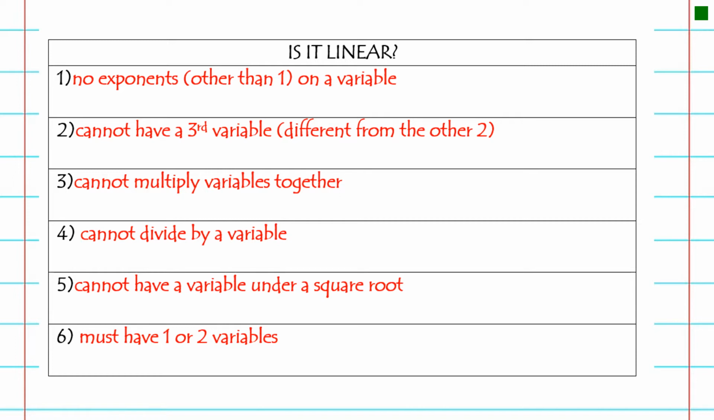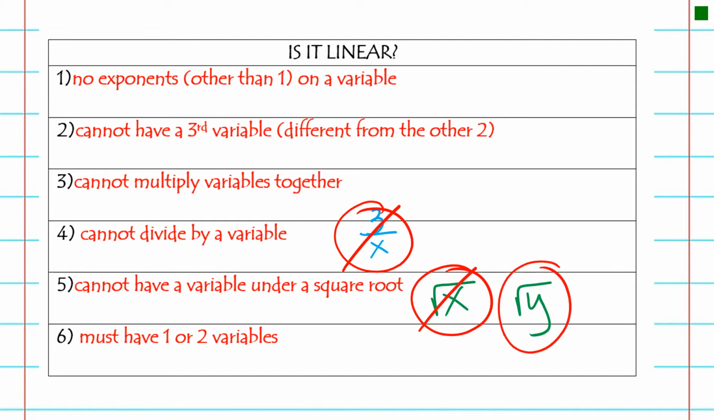Number 4, you cannot divide by a variable. So in other words, you cannot have an equation that has an x or a y at the bottom of a fraction. So you cannot have that. You cannot have a variable under a square root. So if you have something like that or something like that, those are not lines. And you have to have one or two variables.